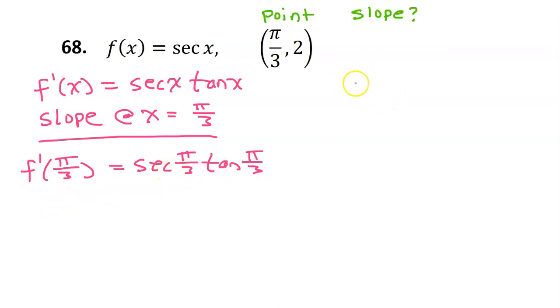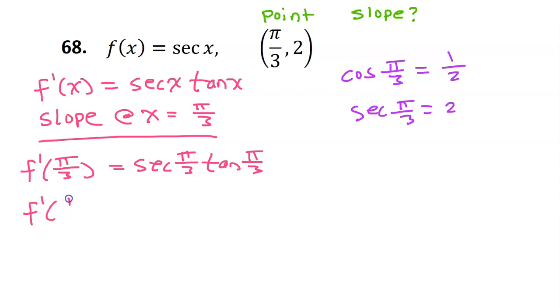So let's do this off to the side. What is the cosine of pi over 3? You should have memorized this is 1/2. So therefore, the secant of pi over 3 is going to be the reciprocal of this, which is 2. So that means the derivative at pi over 3 is 2 times, and you should have memorized that the tangent of pi over 3 is radical 3. So this gives us 2 radical 3.